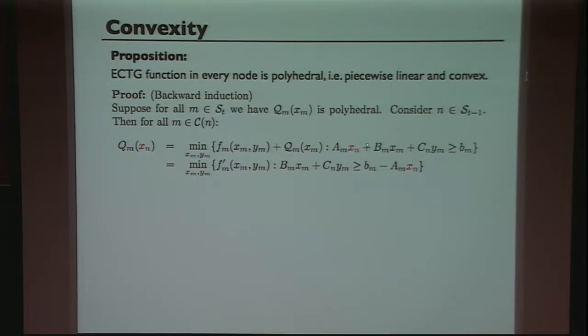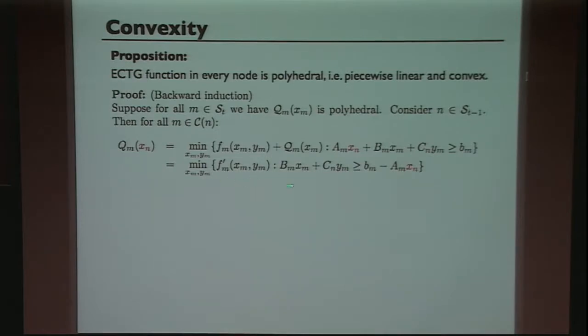Move this to the right-hand side. This is fixed. This is data. xn is fixed, right? So we move it to the right-hand side. F prime is just the sum of these two functions. It's a convex piecewise linear function, because by the induction hypothesis I assume that this was piecewise linear, and this was linear already, so the sum of two piecewise linear functions is piecewise linear.